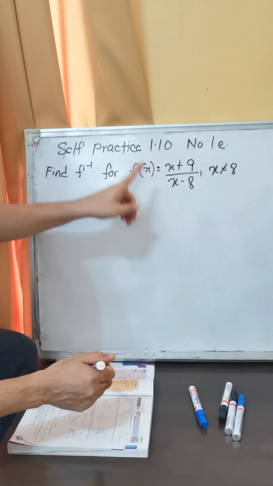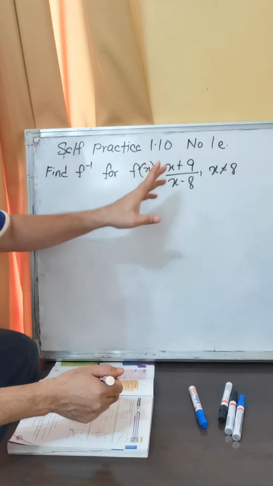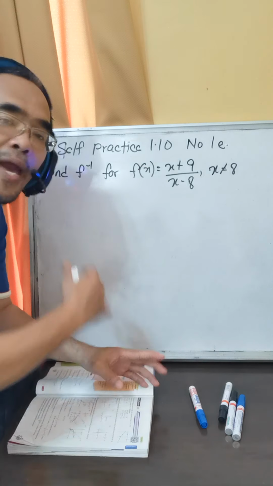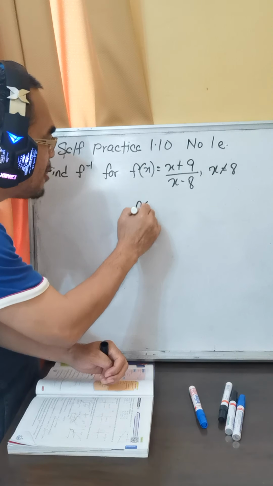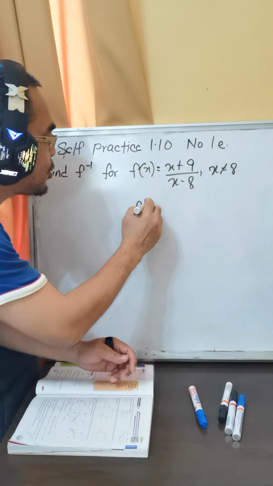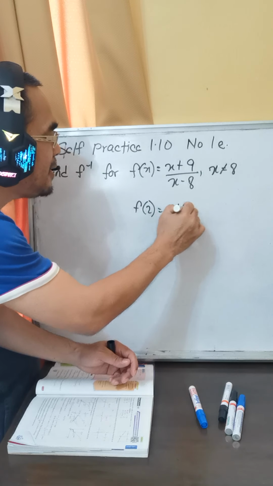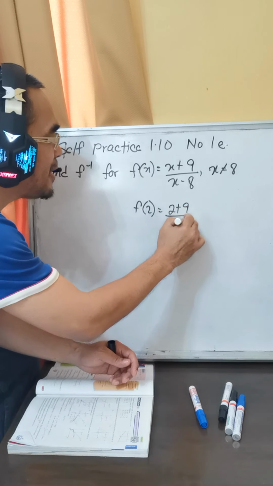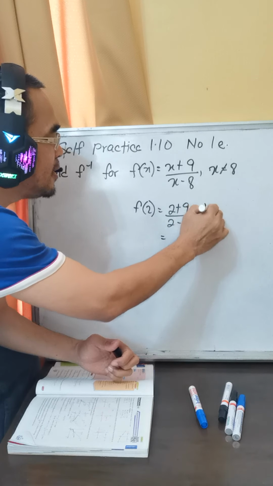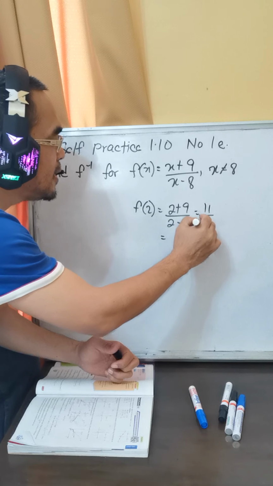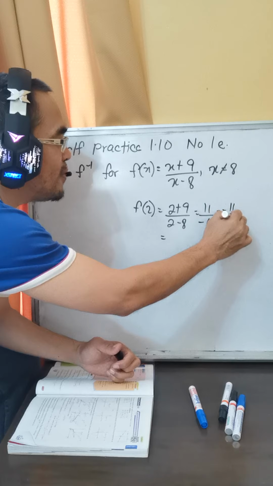What you have to do: f(x) is the object. So if we replace x with a number, we get another number. For example, replace x with 2, we get (2 plus 9) over (2 minus 8). So it becomes 11 over negative 6, so it's negative 11 over 6.